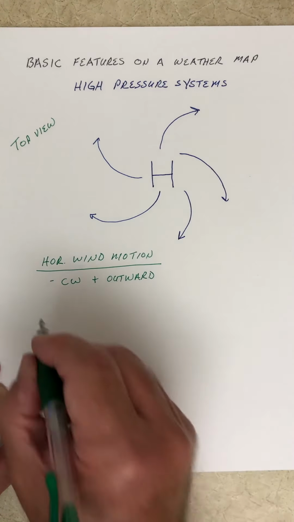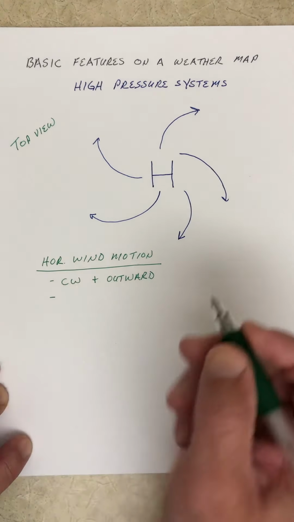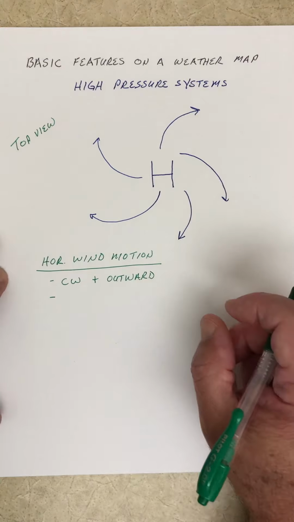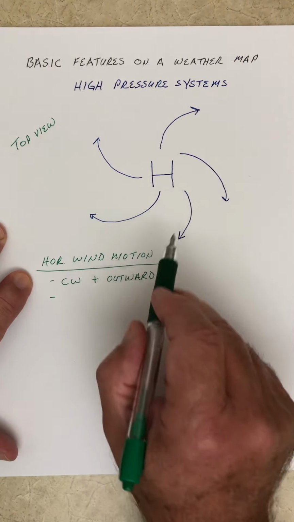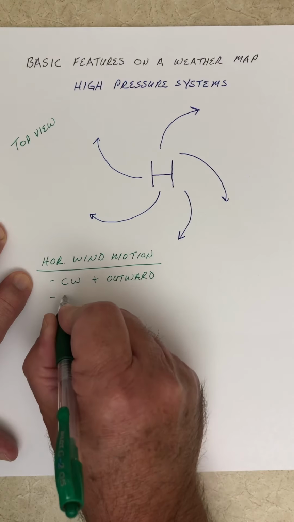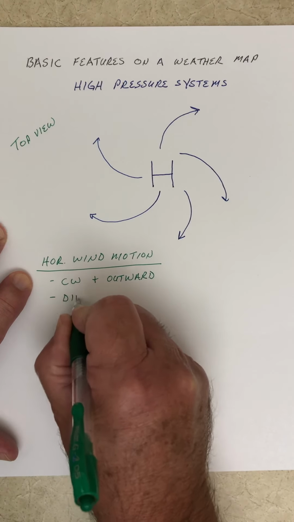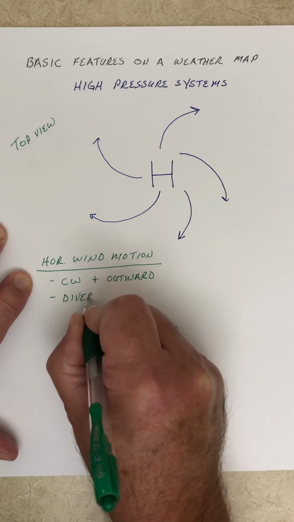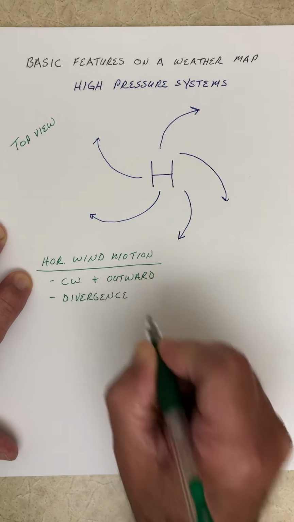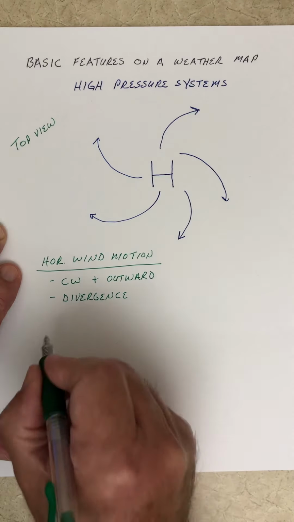clockwise and outward. Remember with low pressures, it was counterclockwise and inward, and the air converged in the center of low pressure. Well, with high pressure, the air is clockwise and outward, and we call this divergence. So divergence is kind of the opposite of convergence. And so that's the horizontal wind motion.